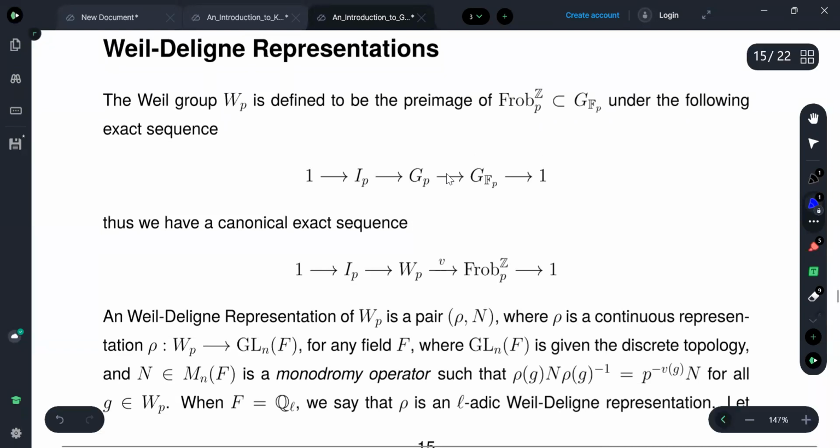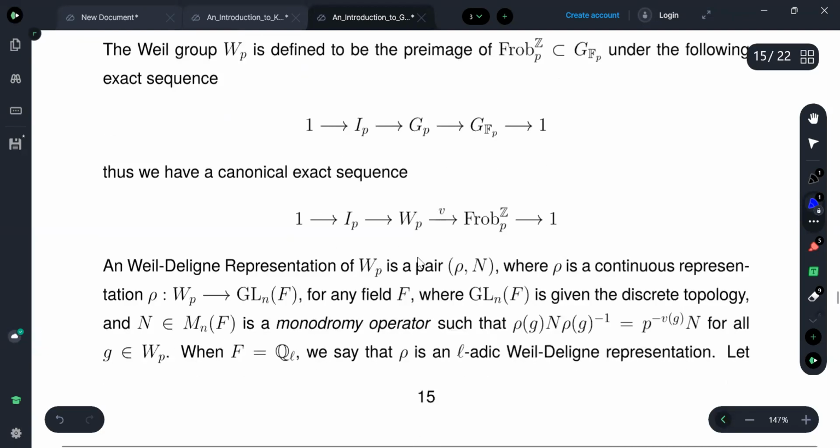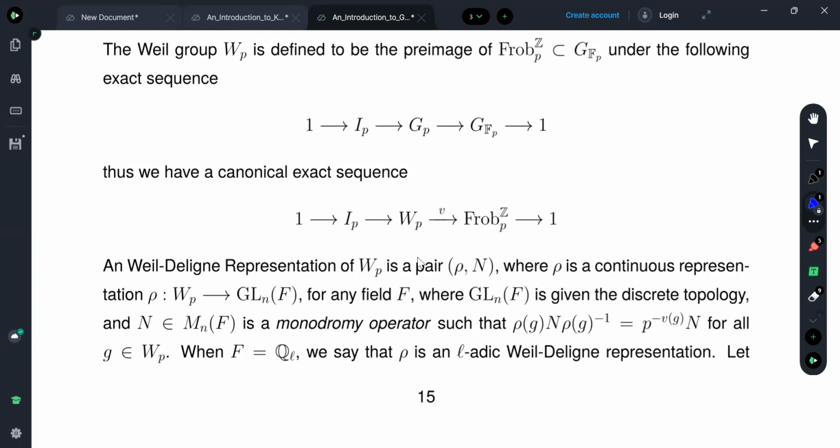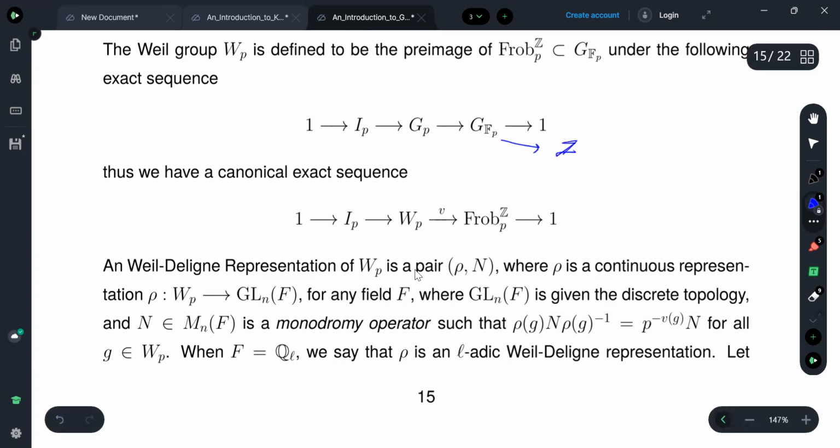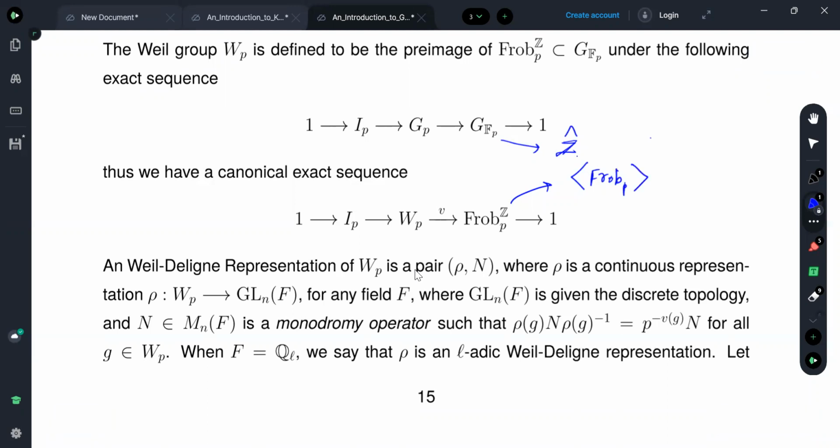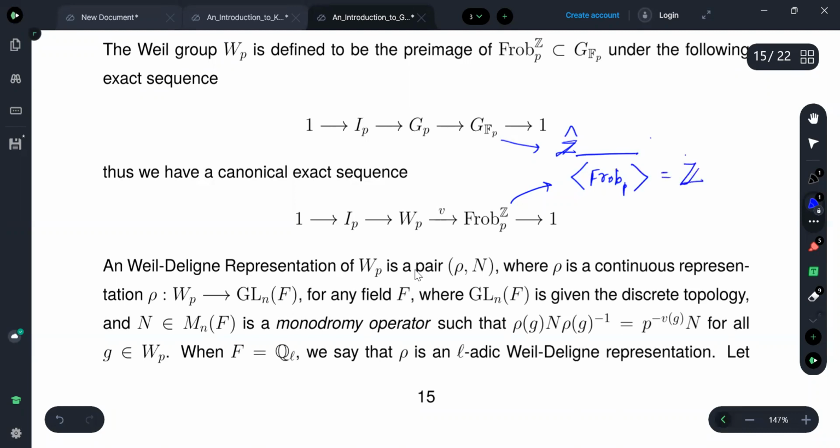So the Weil group at p is defined to be the inverse image of the cyclic group generated by the Frobenius element inside this G_{F_p}. So this is Z hat, and it is topologically generated by this Frobenius element at p. That means if you take the cyclic group generated by Frob_p and take its closure, it will be equal to Z hat. That's why it is called a topologically cyclic group, because it has a dense cyclic subgroup.